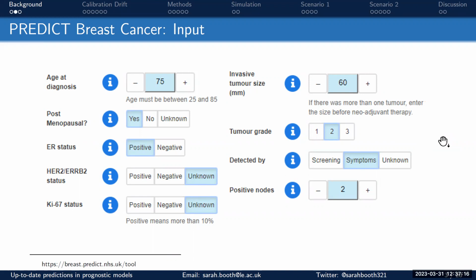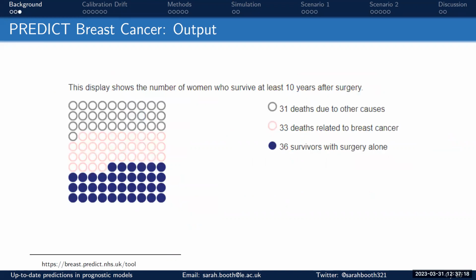Once you've inputted all of that information, it displays lots of really nice infographics, so different ways to communicate the risk. This is one that I quite like because it shows your survival probability, and it also shows the risk of death and how this is comprised of the risk of death due to breast cancer and also the risk of death due to other causes. So it helps to understand the competing risks of death and, I think, helps to give a better understanding about which treatments may be most appropriate for different patients.